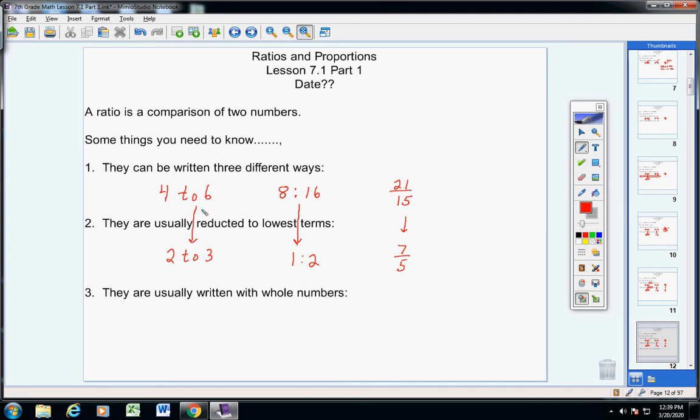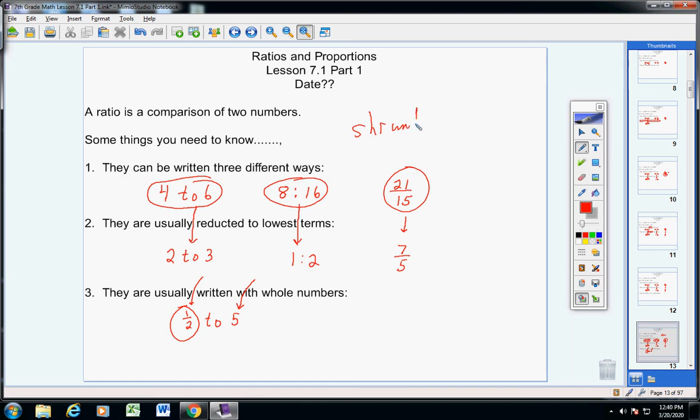I hope you're taking really good notes on this. For example, if I gave you a ratio like this, notice I have a whole number here, but I don't have a whole number here. Does this make sense, guys? Watch. Here, we took these ratios, and what did we do to them? We shrunk them down. We reduced them.